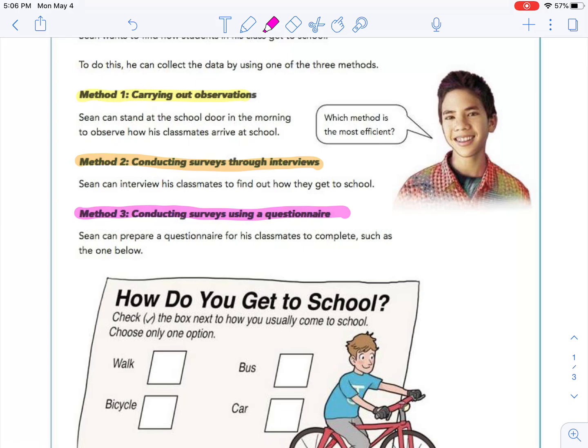But when thinking about this type of scenario and how it relates to math, I want you to think about which method would be the most efficient. Which method should he use to be able to collect the most amount of data, but it not being too time consuming or too involved? Something where he's going to get the data that he wants, but it's not going to be too hands-on or too much to do. Think about these three methods. Which one do you think would be the most efficient for Sean?